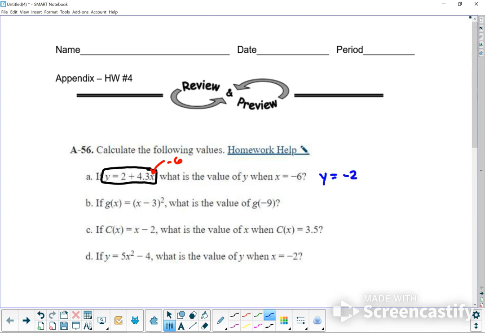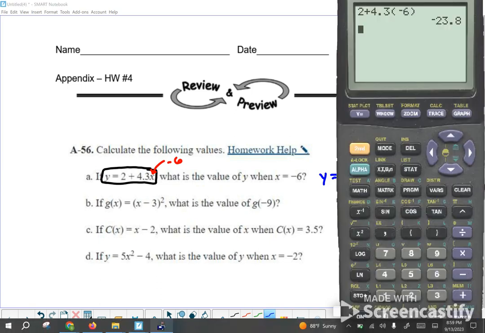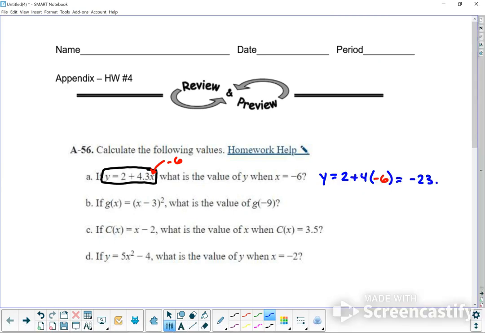-20. Well, let's do this. Right, so let's do 2 plus 4.3 times -6. So let's write it out like this, and then that's going to equal -23 point, I forgot 8. Okay, and that's your answer.